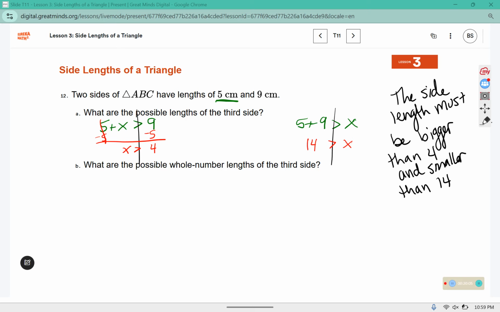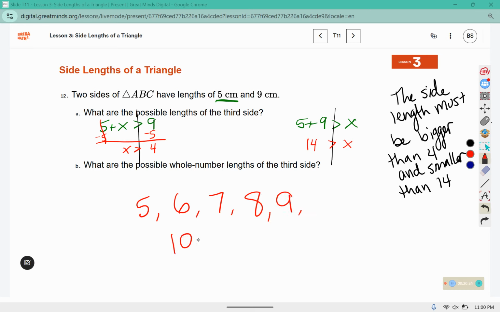What are the possible whole number lengths of the third side? So something that's bigger than 4 and smaller than 14: 5, 6, 7, 8, 9, 10, 11, 12, and 13. These are all whole numbers that are bigger than 4 and smaller than 14.